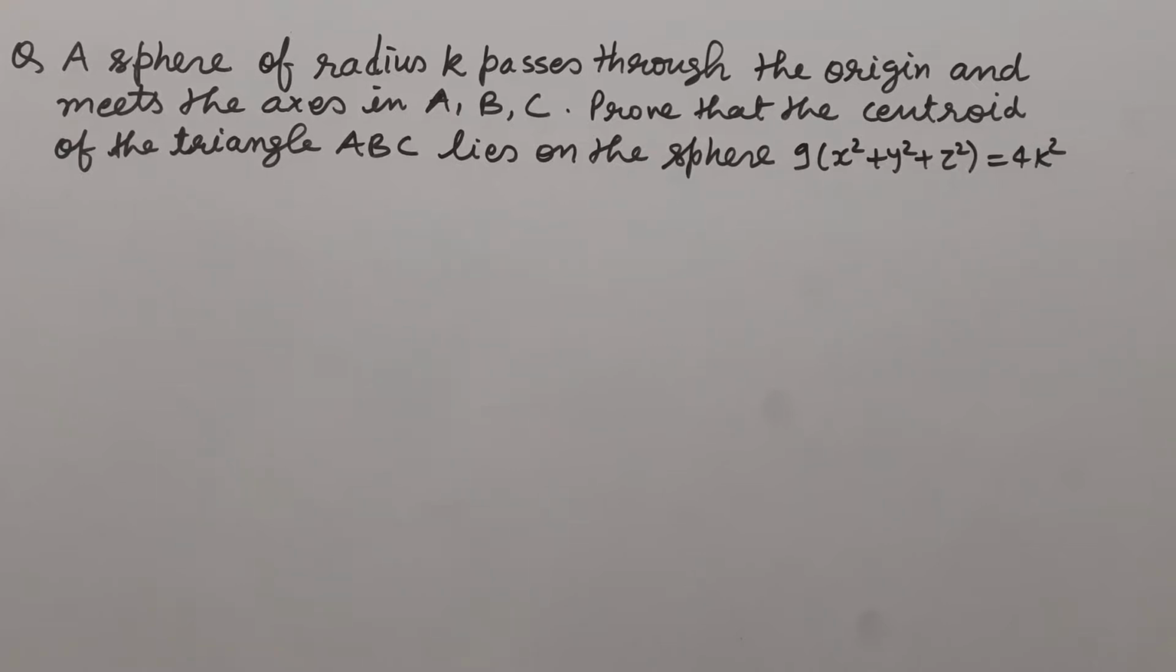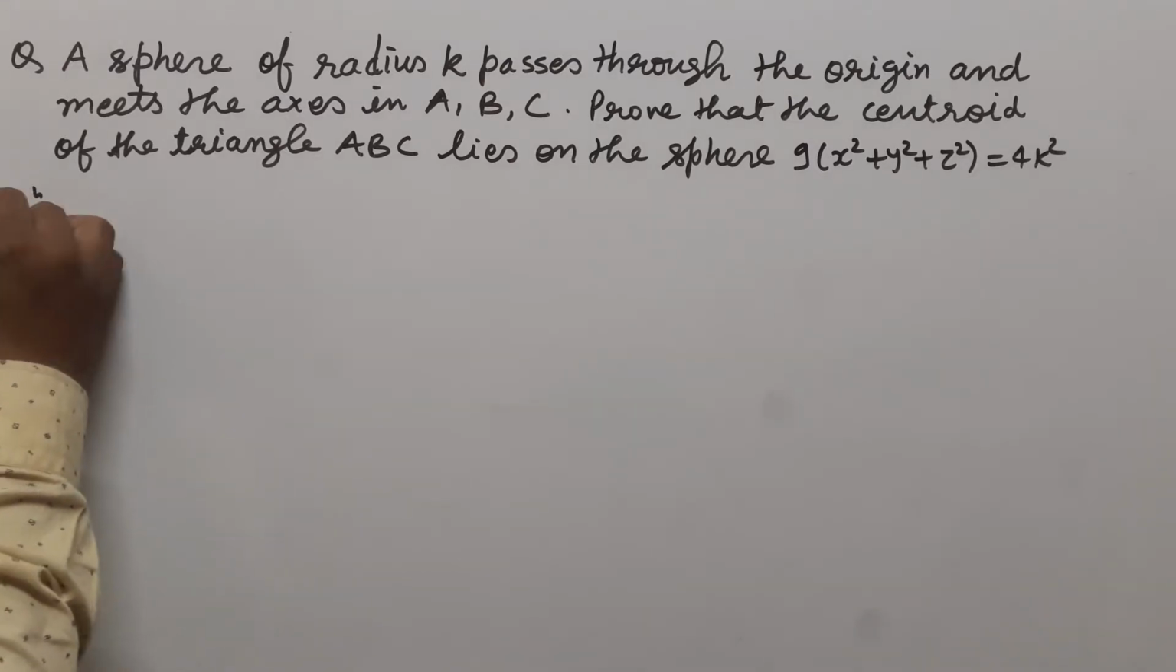In this question, a sphere of radius k passes through the origin and meets the axes in A, B, C. Prove that the centroid of the triangle ABC lies on the sphere 9(x square plus y square plus z square) is equal to 4k square.